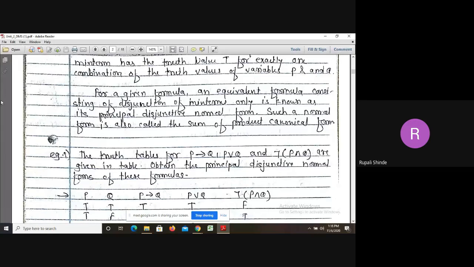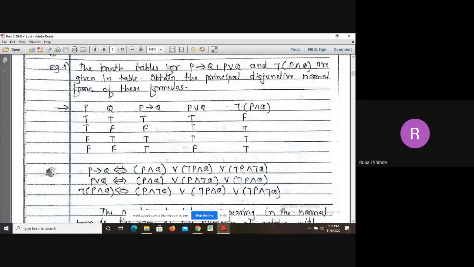Okay. So how can we define this PDNF? For a given formula, an equivalent formula which consists of a disjunction of minterms only. These two words are very important: disjunction of minterms. So how can we define this disjunction of minterms? Again, minterm means the variables will be connected by the AND symbol, and disjunction means what?